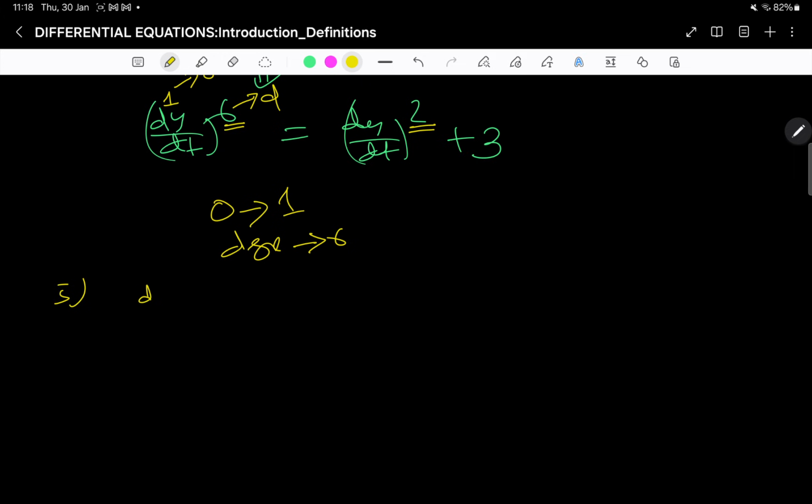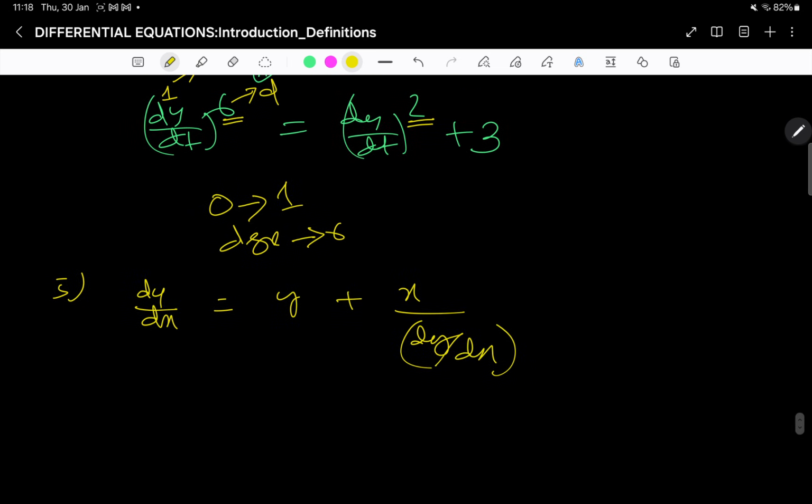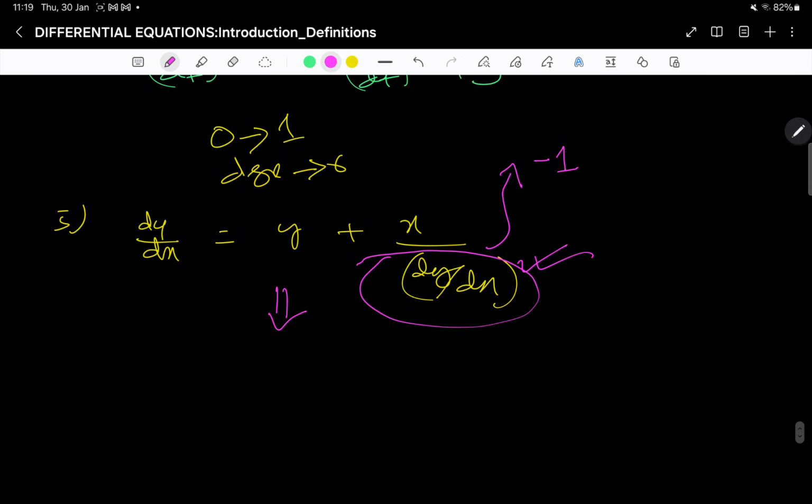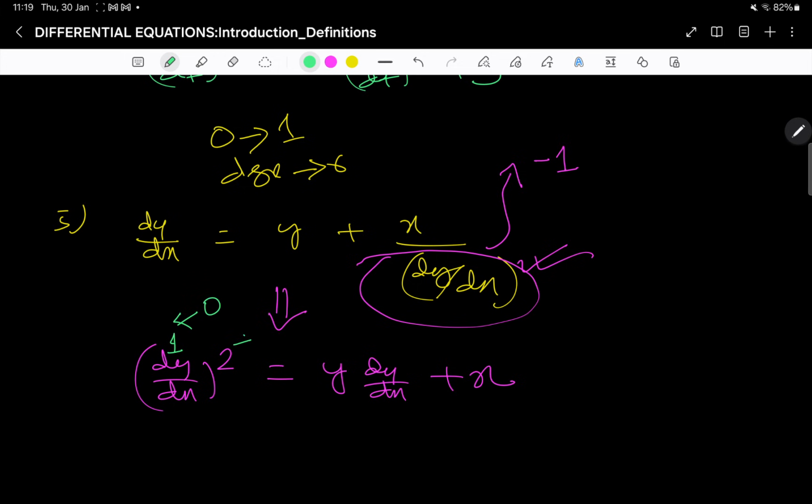So coming to one more example, here dy by dx is y plus x divided by dy by dx. You see, the derivative term is present in the denominator. If I bring it into the numerator, then the power will be minus 1. We have to remove it. Okay, so we just simplify it first. We make the denominator free. So this is dy by dx whole square is y dy by dx plus x. Now the order is 1 here. The highest order derivative has order 1, and the highest power is 2. So order is equal to 1, degree is equal to 2.